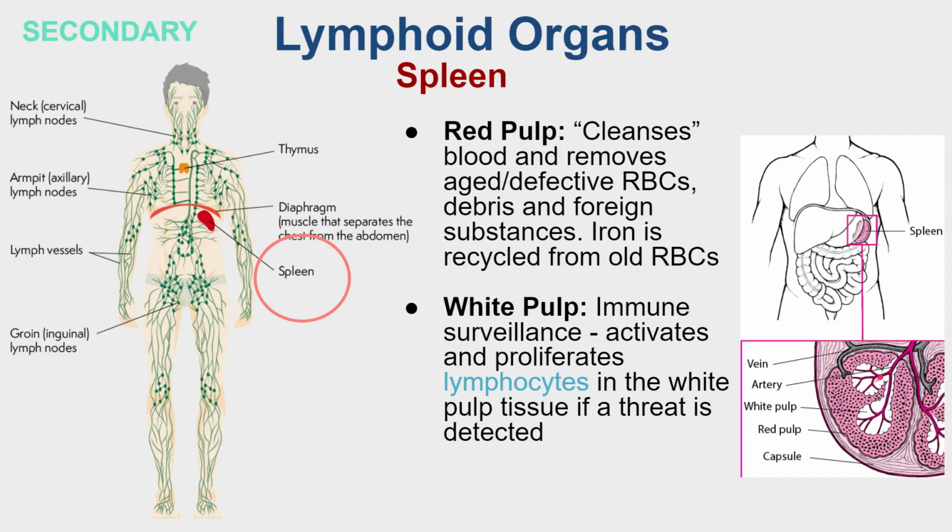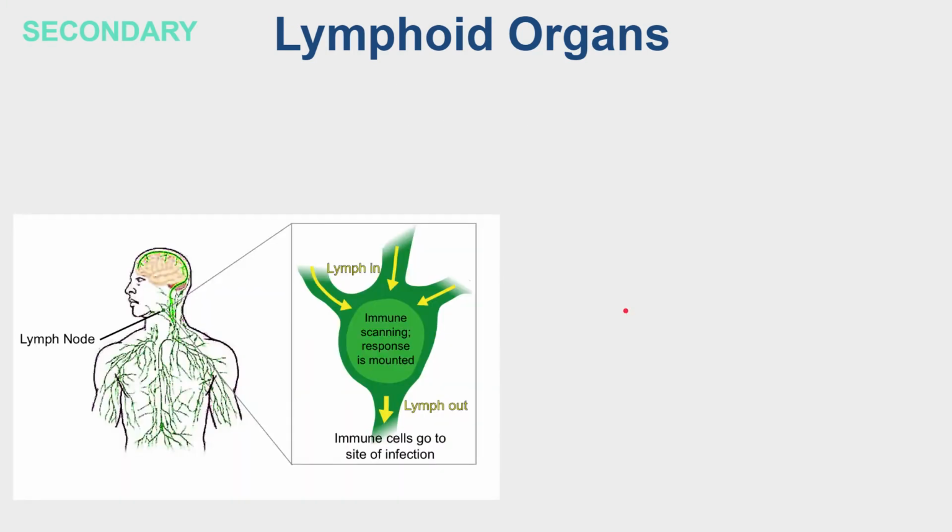And then you've got our white pulp here in the center. The white pulp is involved with immune surveillance again. It's going to activate and proliferate our lymphocytes in the white pulp tissue if a threat is detected anywhere in the body's system. So if anywhere in these lymph nodes a threat is detected, it's going to send signals to the spleen to release the kraken, right?